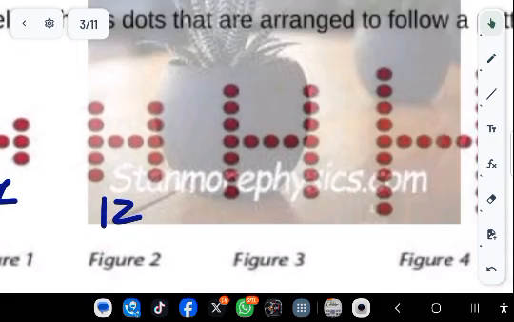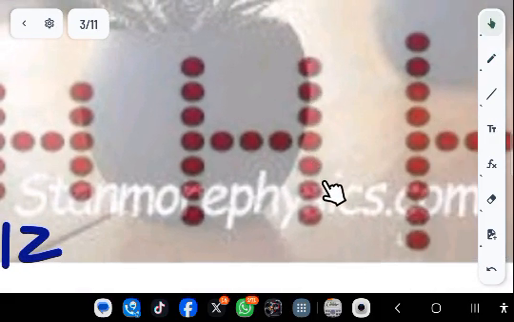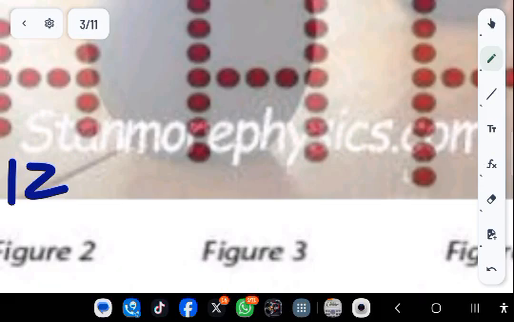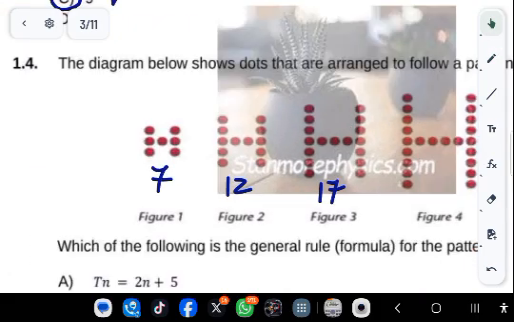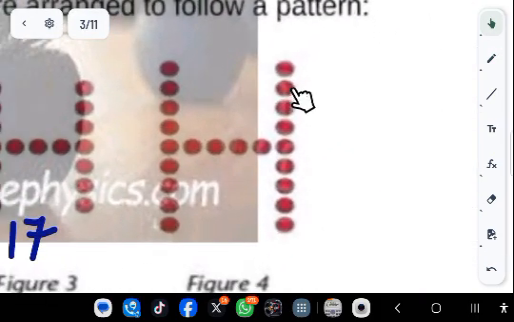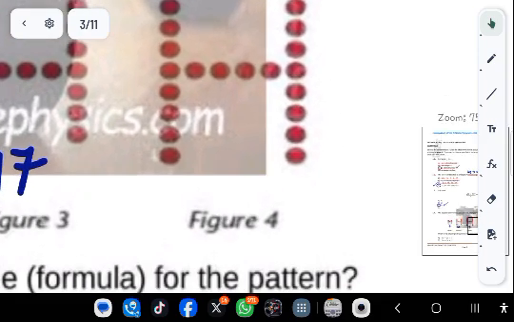And over here it's got 2, 4, 6, 7. So 7 times 2, that's 14. Plus 3, that gives us 17. And the next one is 2, 4, 6, 8, 9. 9 times 2 is 18. Plus 4, that gives us 22.